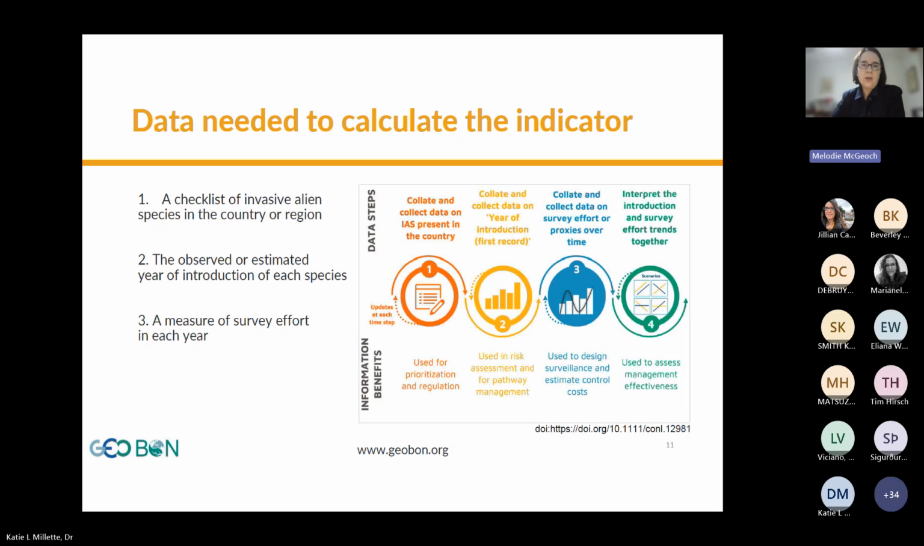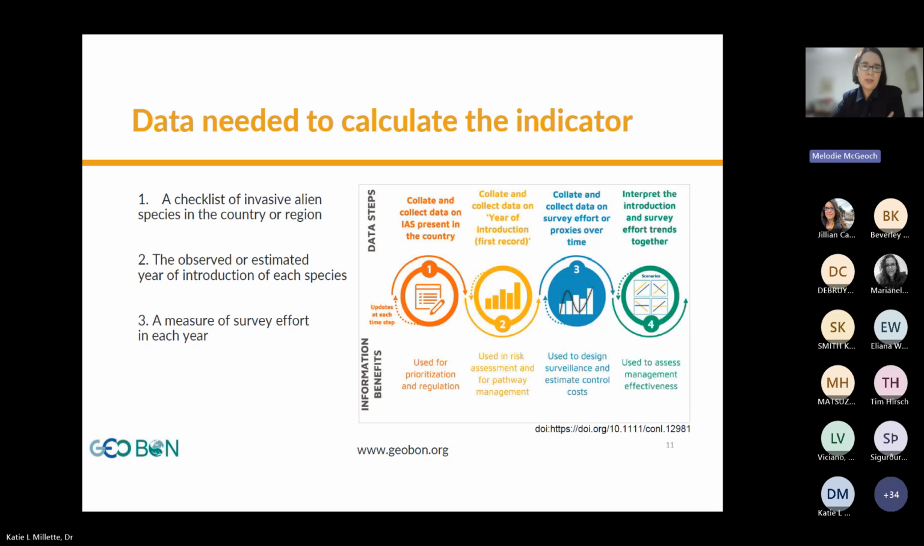So what data are then needed to calculate the indicator? Well, there are 3 pieces of data one needs. One first needs a checklist of invasive alien species in the country or region. One needs information on the observed or estimated year of introduction of each species. And one needs a measure of survey effort in each year.